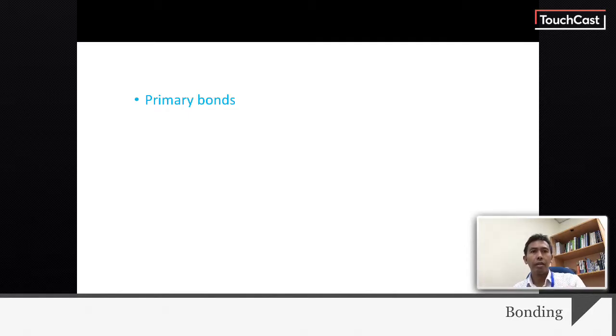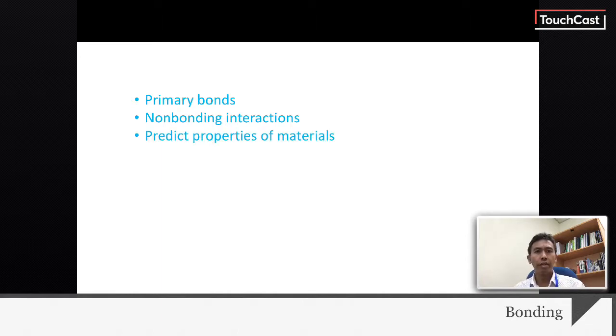My expectation is, by the end of this section, you will understand the different types of primary bonds and non-bonding interactions present in materials, and you should be able to predict the type of bonds and non-bonding interactions and the properties of materials.